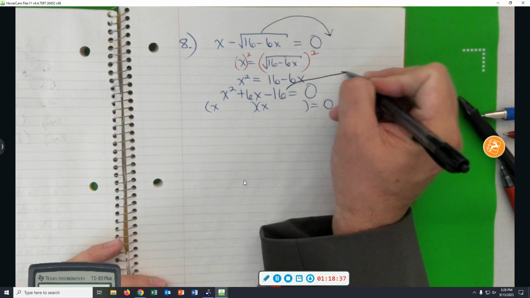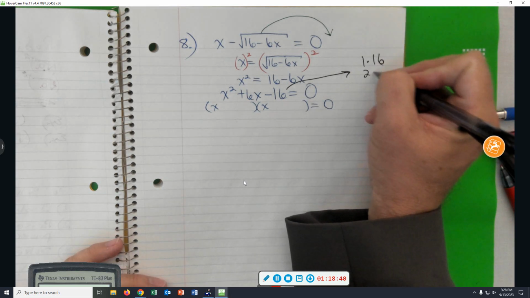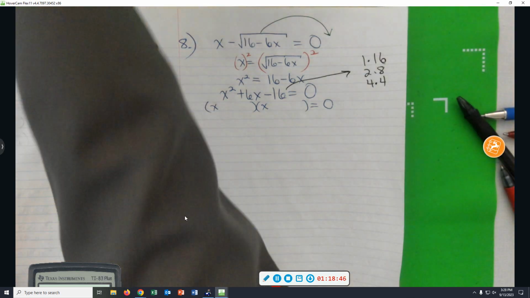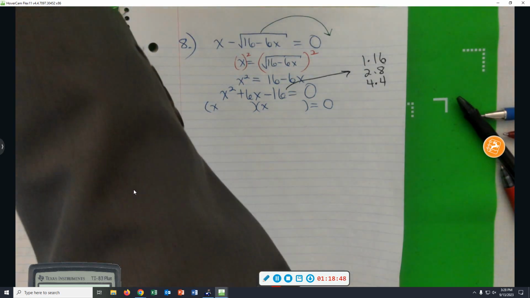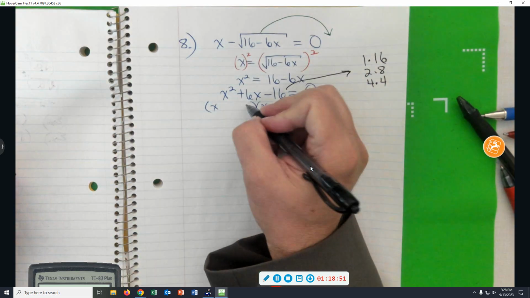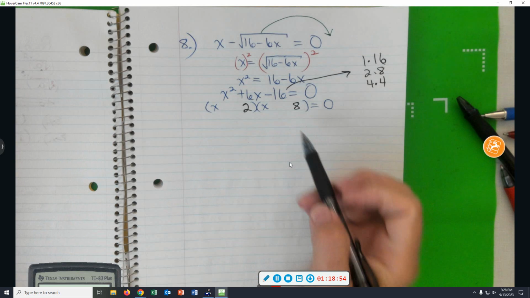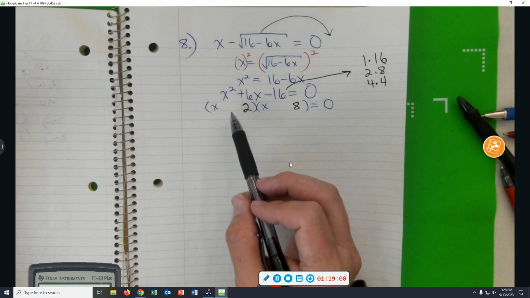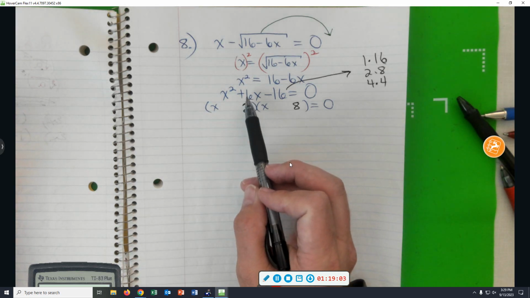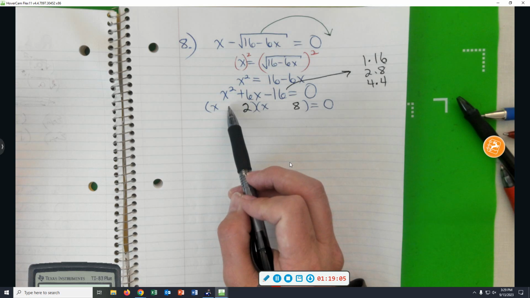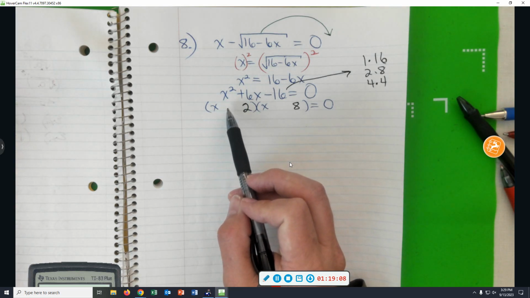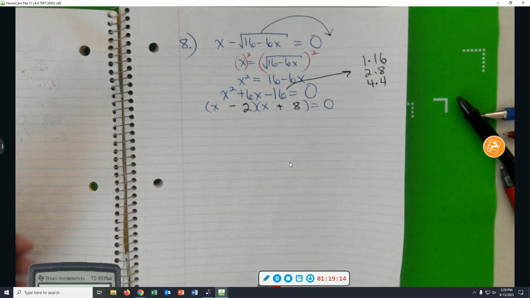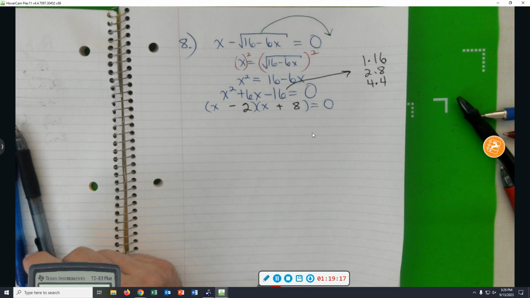Now for 16: 1 times 16, 2 times 8, or 4 times 4. 2 times 8, is that what I heard? I agree with 2 times 8. And you chose that because if we subtract those numbers, we get 6. Okay, now play it out in your head. To get a positive 6x from the outer and the inner, what should we have here? A plus 2 or a minus 2? A negative 2 and a positive 8? Let's check.